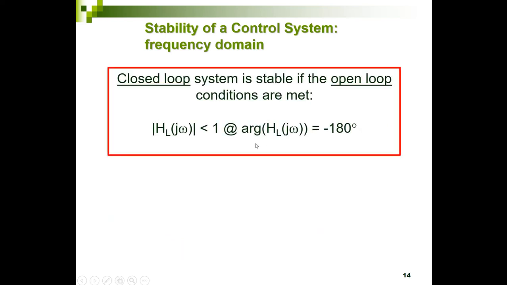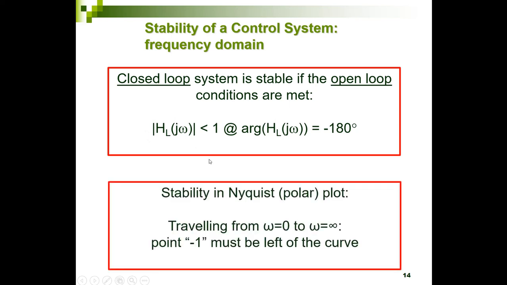Okay, that was about stability. To summarize, the closed loop system is stable if the open loop conditions are matched, which say that at a phase shift of -180 degrees, so when I cross that phase, you have to check the open loop gain, and when it's lower than 1, your system is stable. And you can see it in a Nyquist plot, traveling from omega is 0 to omega is infinity, and then for a stable system, the point -1 should be to the left of the curve.